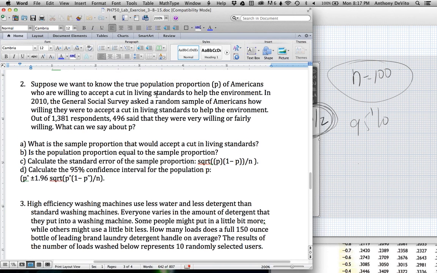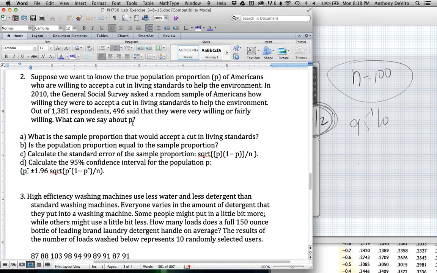Let's take a look at the situation where we're looking at proportions. We want to estimate the true proportion of Americans that are willing to accept a cut in living standards to help the environment. Let me tell you, I was just reading a survey somewhere that very few millennials are willing to compromise their salaries for an improved environment. So anyway, that's based on the survey there.